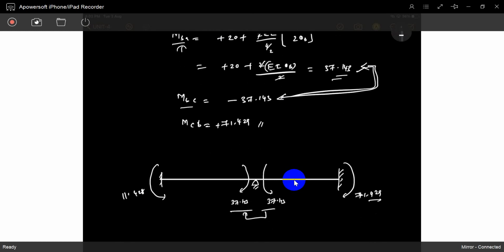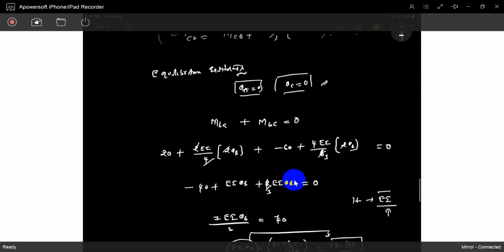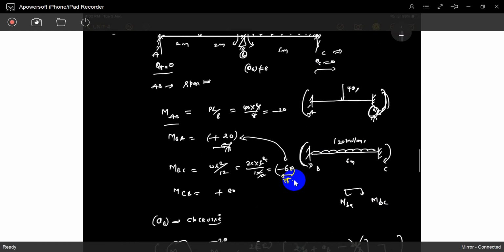That value is also a hogging moment. For the BA span it is a hogging moment, and for the BC span it is also a hogging moment. That means at joint B it experienced a hogging moment. We divided into MBA and MBC, but B experienced only one moment, that is 37.143. But what are these values, 20 and 60?